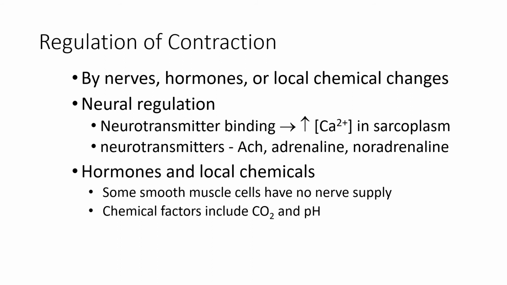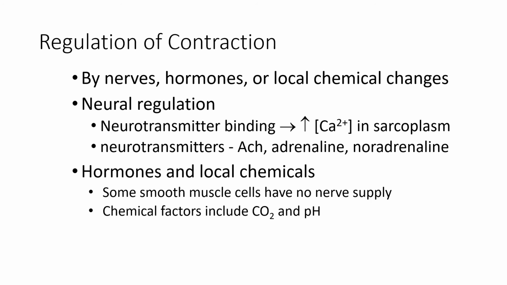So we can have regulation of contraction of our smooth muscle by nerves, hormones, or local chemical changes. The neural regulation involves neurotransmitter binding, which increases the calcium in the sarcoplasm, and these could be either graded or local potentials or action potentials. The response depends on the neurotransmitter. For example, acetylcholine, adrenaline, or noradrenaline may be released, each resulting in a different response, and it also depends on the type of receptor molecules that are available.